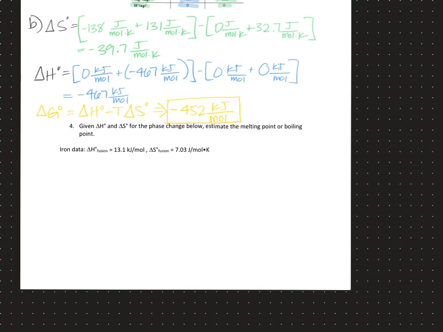So I want to remind you of a couple things about phase changes and specifically about melting point. So when a phase change is occurring, there is no change in temperature. The second thing that I want to remind you of is while a phase change is occurring, that means that delta G is 0. So use this information to determine what the melting point of iron is. Go ahead and stop the video or pause the video here.